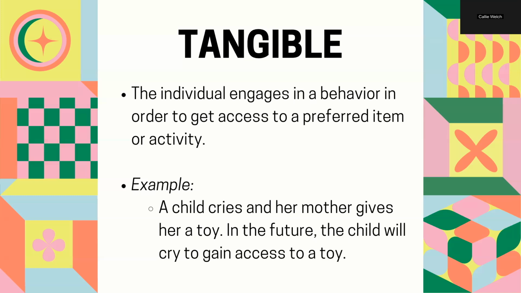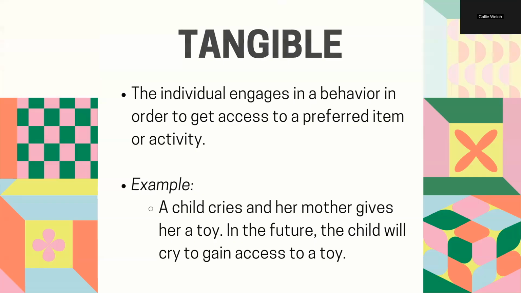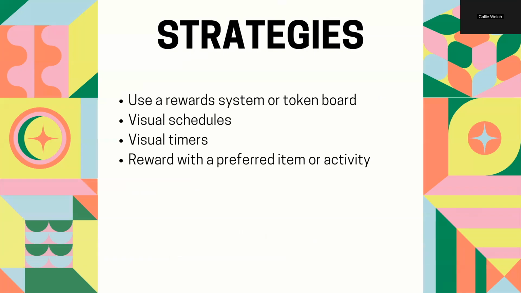So they're accessing something that they want instead of whatever it is that they have at that moment in time. So giving them access to tangibles, that is one that we see often because we're kind of just trying to get through whatever it is that's going on. So we see that a lot with younger children, but we also see it with older children.